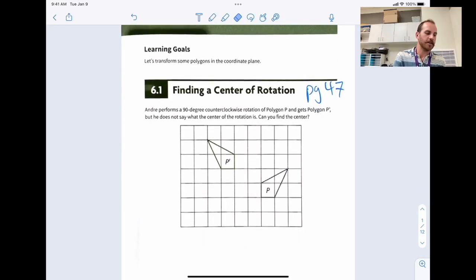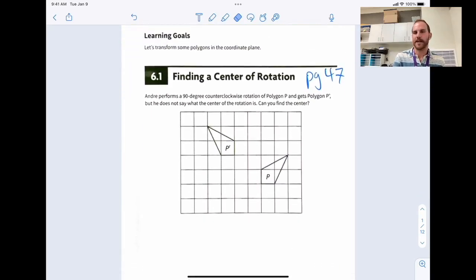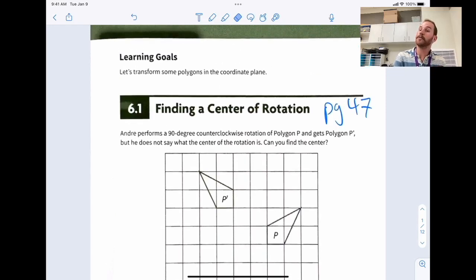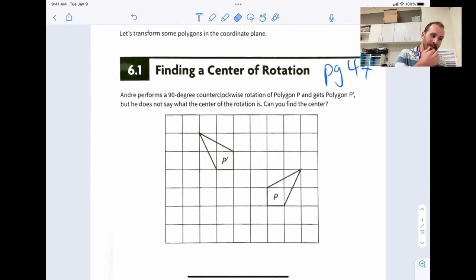okay? I do want Charles to spend a good bit of time, well, not a good bit of time, take like 5 minutes to check out this starter. Finding a center of rotation. It is on page 47, okay? It says Andre performs a 90-degree counterclockwise rotation of polygon P and gets polygon P prime. But he does not say what the center of rotation is. Can you find the center of rotation? That's kind of the idea.